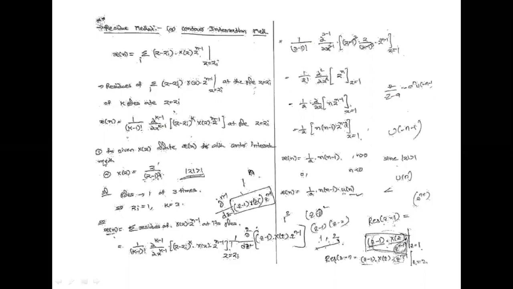See, this example was already discussed in the previous class, but I'm explaining it once again. For a given x of z, evaluate x of n using the contour integration method or the residue method. The given function is x of z is equal to z by (z minus 1) whole cube.